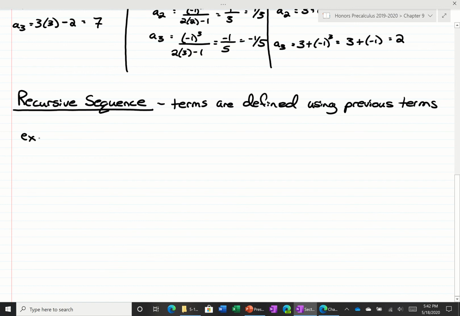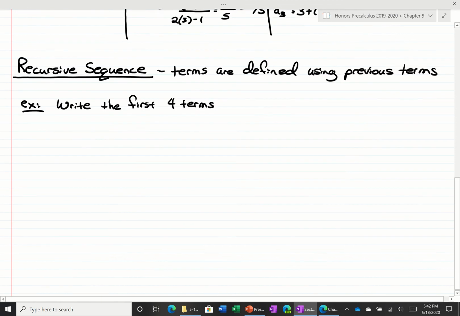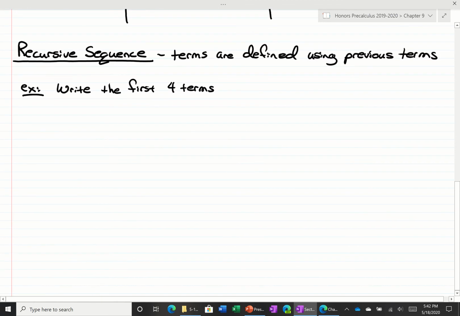So for example, write the first 4 terms of, we'll talk about 2 here. The first is a sub n is equal to a sub n minus 1 plus 3, given a sub 0 is 6.